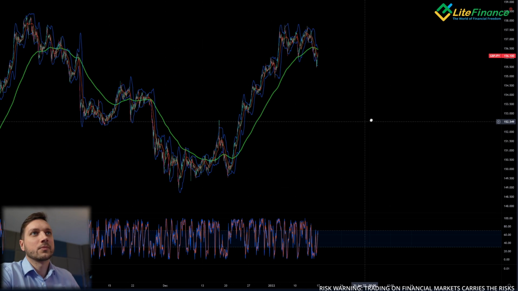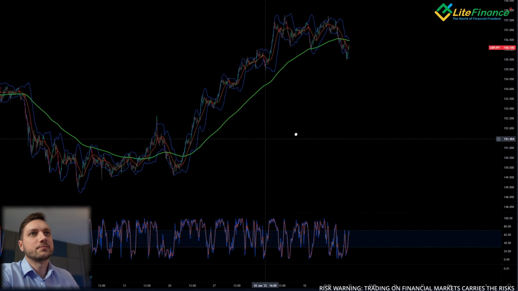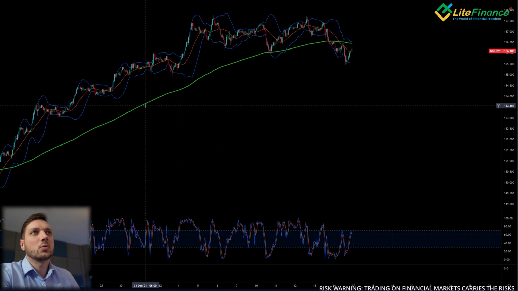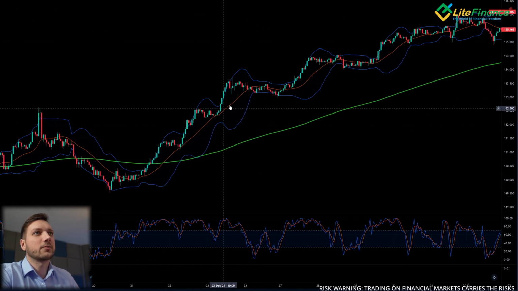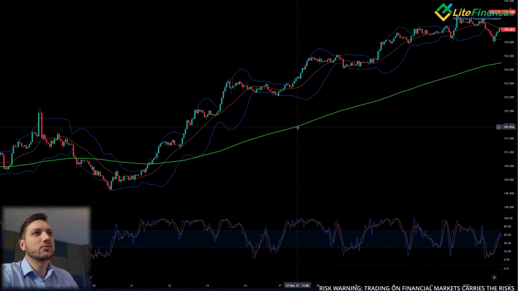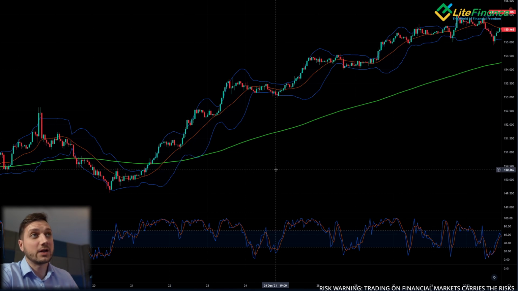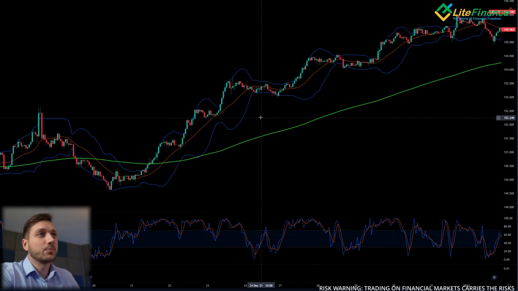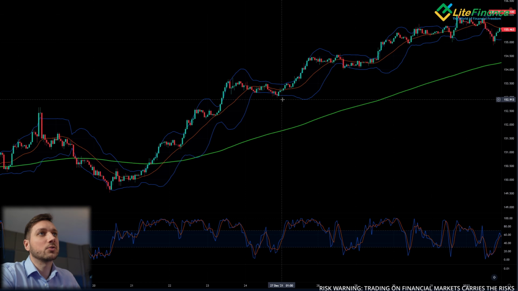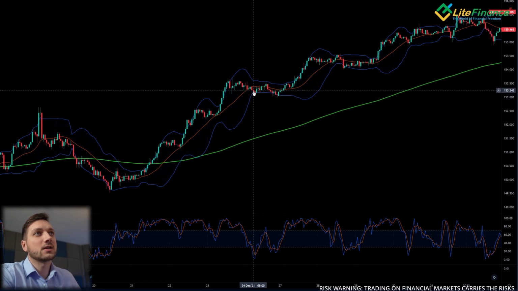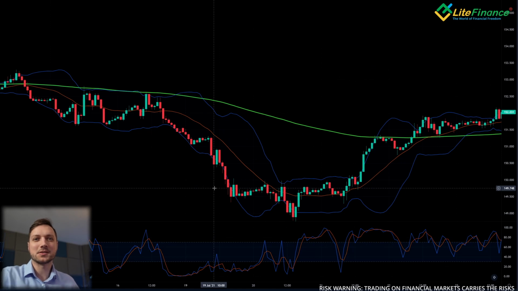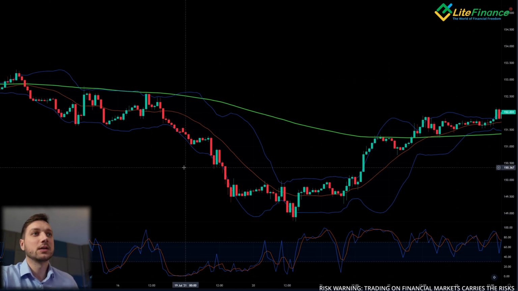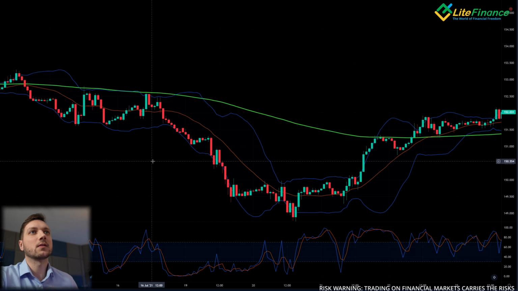So it is clear for us that when, let's zoom in, the price is above the 200 period moving average, we are looking only for buy trades. Therefore, we will only be looking for opportunities when the price is at the lower Bollinger Band. Okay, so now let's discuss a couple of examples of short and long trades.